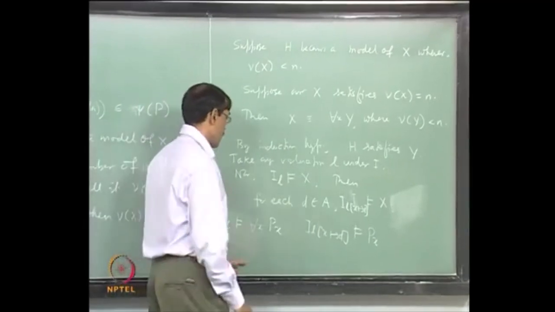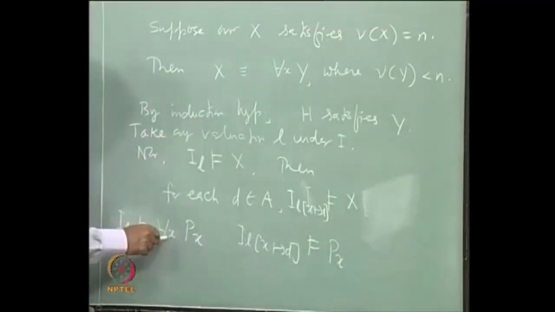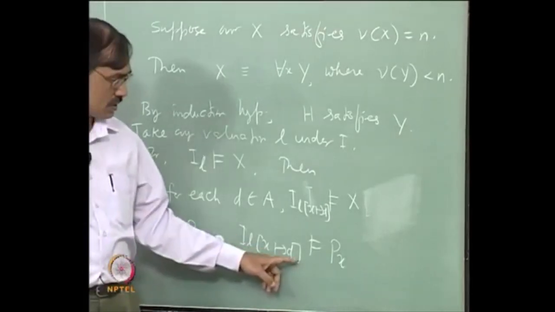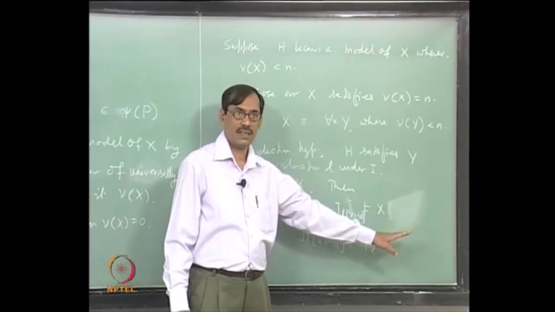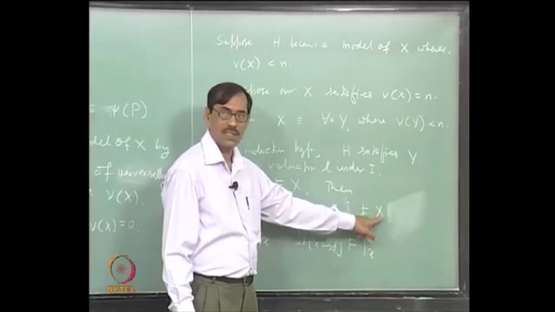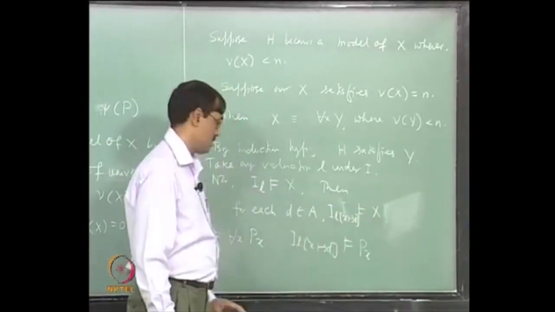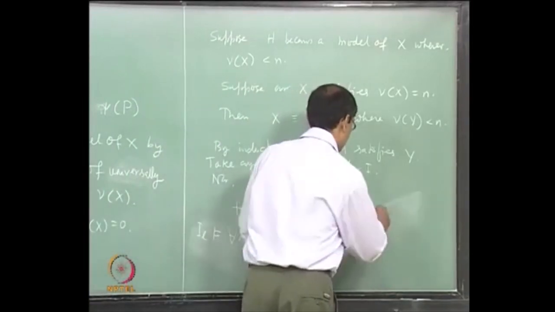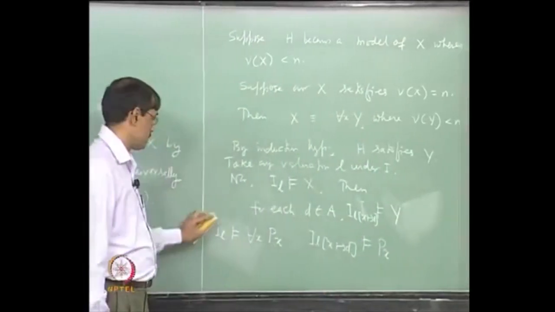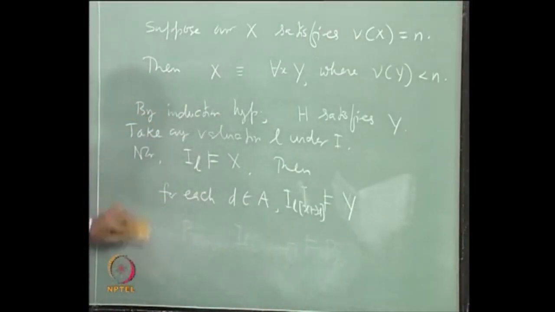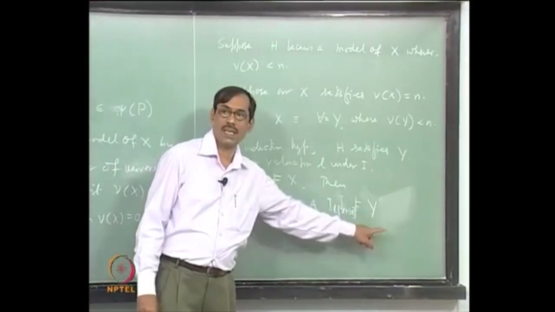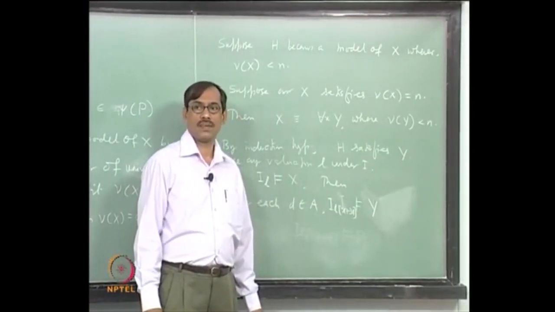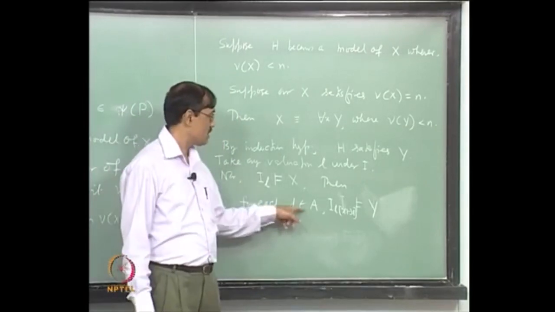Okay. So now here, what you do? Suppose I L satisfies for each x p x, which means I L x to d satisfies p x for each d in A. Right. So here, that means it will not be x; it will be y. Okay. It should be y. Fine. Now, how do we proceed? So for each d in A, we have this. Now here, I L x to d satisfies y. Okay. Now this d is an element in A.